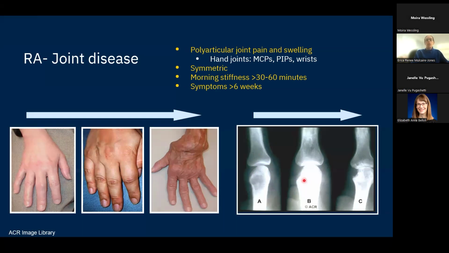Some of the earlier changes, we'll see periarticular osteopenia, so some bone loss or thinning of the bones next to the joints that have inflammation, and then joint space loss. And then eventually you'll start to see periarticular erosions, so erosions right next to the joint. It looks like they've had a bite taken out of it.